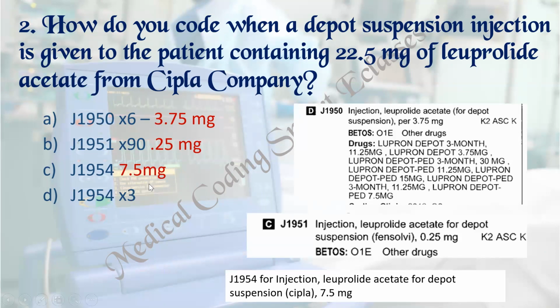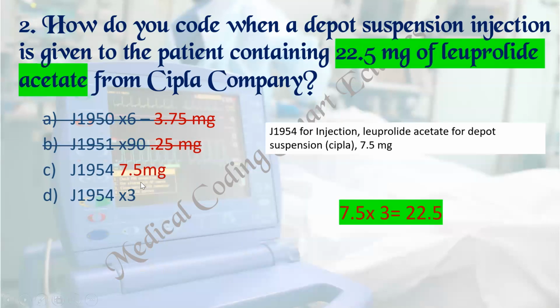That is J1954. What is the difference between option C and D? Into 3. The question is not 7.5 mg, it is 22.5 mg. So we have to multiply 7.5 into 3, that is 22.5, and our answer is option D.